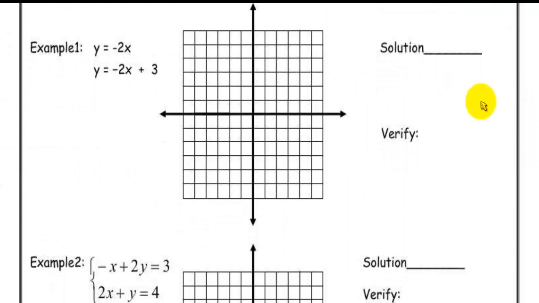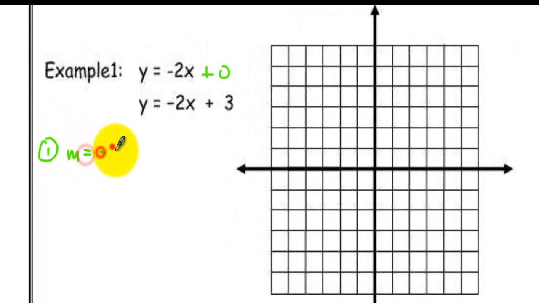Let's find the solution of this system using the graphing method. So first, we are going to graph y equals -2x. You can just add 0 here so that we can identify our y-intercept. So for the first equation, my m is equal to -2 over 1, or we can say 2 over -1. The y-intercept is equal to 0. Starting at the origin, using -2 over 1, we go down 2 and then to the right 1.